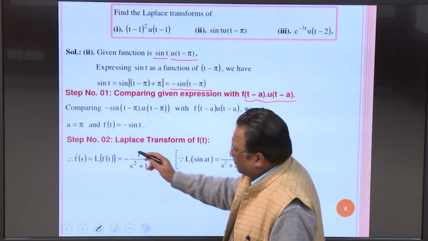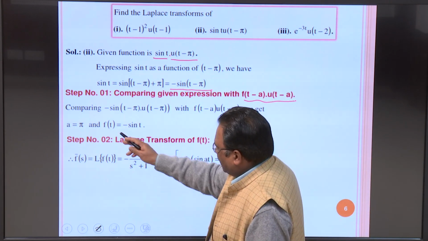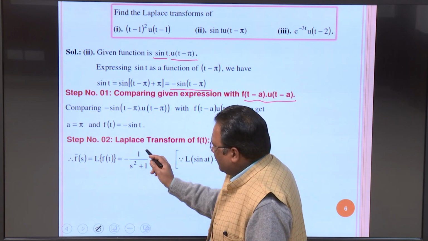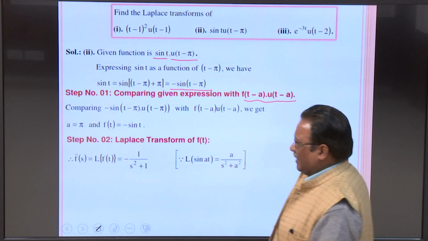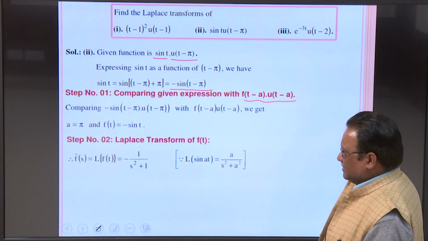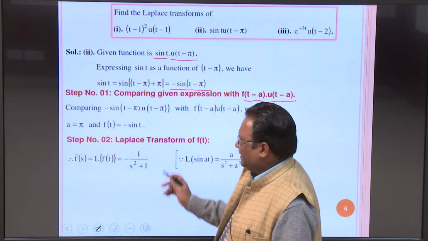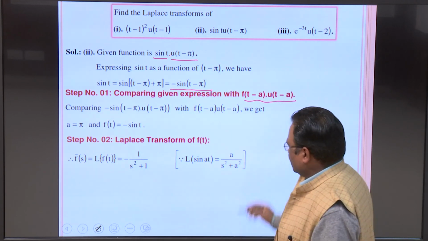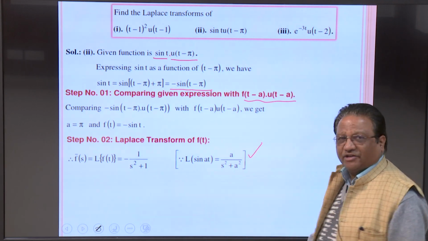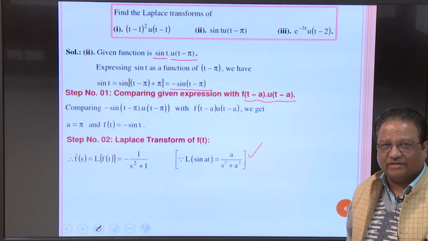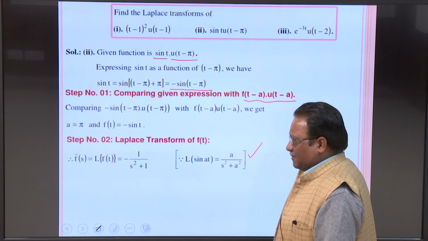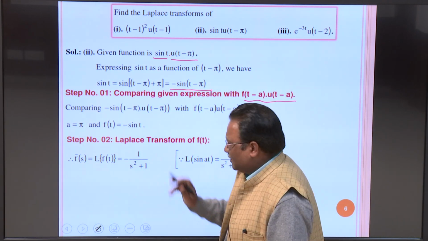Okay, so when we take Laplace transform of this f t, we get f bar s is equal to L f t, which is equal to minus 1 over s square plus 1. Okay, here because this f t is minus sin t, we get minus 1 over s square plus 1. So use this standard expression of Laplace transform of this elementary function sin at, which is equal to a divided by s square plus a square. So f bar s is equal to this.